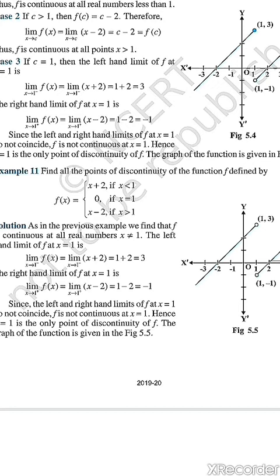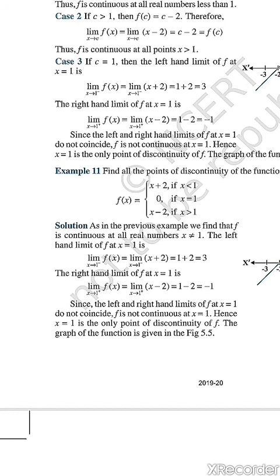The solution is given. In this question, find the left hand limit first, as x approaches 1 negative. x is less than 1, so which function will come? x plus 2. In x plus 2 you put x equals 1 and you get the answer 3. Now take the right hand limit. Here you take f of x as x minus 2 and put x equals 1. You will get minus 1. Very clearly the left hand limit is not equal to the right hand limit. So here the function is discontinuous. And what is the point of discontinuity? The point of discontinuity is 1.